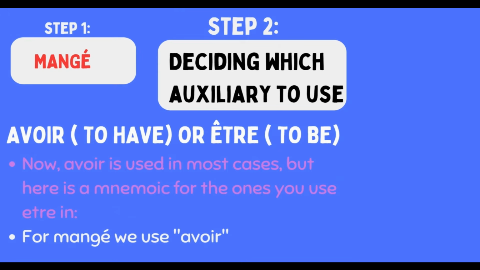The step 2 is deciding which auxiliary verb to use. Now, the auxiliary verb is always going to be either avoir, to have, or être, to be. Now, in order to decide which one to use, avoir is used in most cases, but there is a mnemonic for the ones that you use être in. Now, unfortunately, the picture isn't showing up, but the mnemonic is Mrs. Van der Tramp. So if you just search that up, Mrs. Van der Tramp, and they have all of the verbs which you use the être auxiliary, but otherwise you use avoir. Now for manger, like a lot of the verbs, we're using avoir.